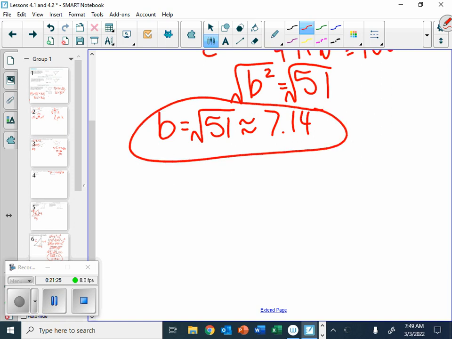So just be careful on your Delta Math. Be sure you read the instructions. If it says rounding, it wants a decimal. If it says radical, it wants a square root. Okay? If you do one or the other, even though your answer is right, but you didn't put in the right thing, it's just going to mark it wrong. Okay?